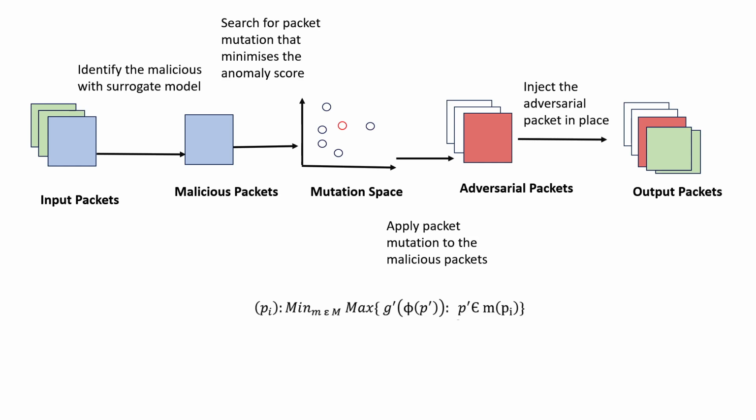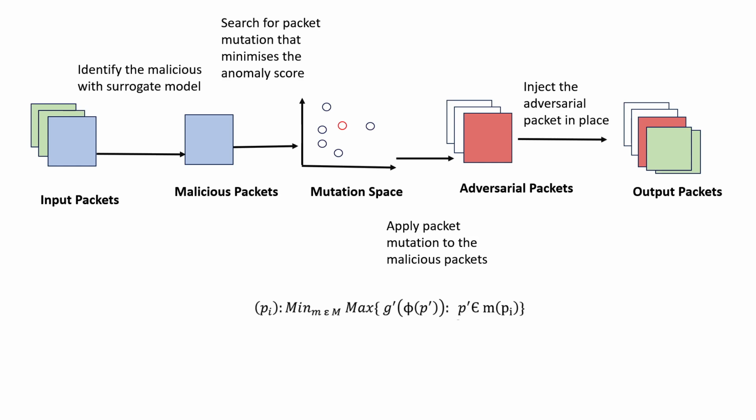Pi is the ith malicious packet. P dash is the set of adversarial packets after mutation. The aim of the objective function is to directly minimize the maximum anomaly score of the adversarial packets that are obtainable with the mutation operation on the malicious packet.